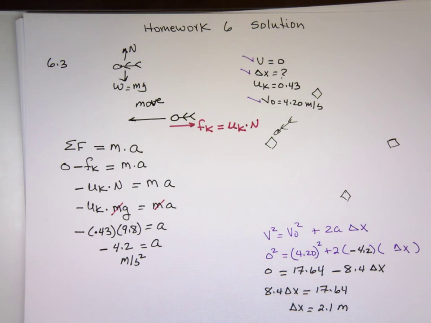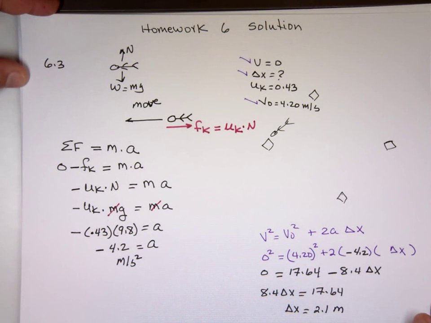So Big Papi, Dustin Pedroia, whoever the player is, is going to slide 2.1 meters before they come to a stop. You know it's not Big Papi because he's running at a speed of 10 miles per hour. There's no way Big Papi can run that fast, you know?